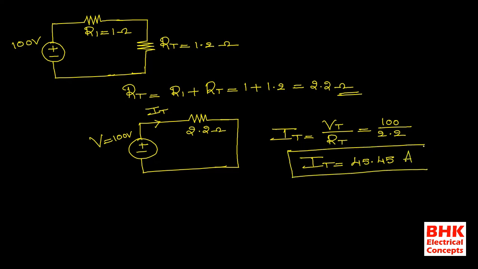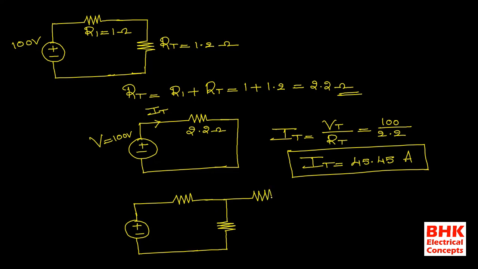So 45.45 amperes is the total current supplied by what? The 100 volts voltage source. Now after getting this total current, I am redrawing the original circuit which was given initially, because up to this calculation it represents the total current supplied by the 100 volts voltage source. That is the reason why we calculated the total resistance. After that we calculated the total current which is supplied by the 100 volts voltage source.